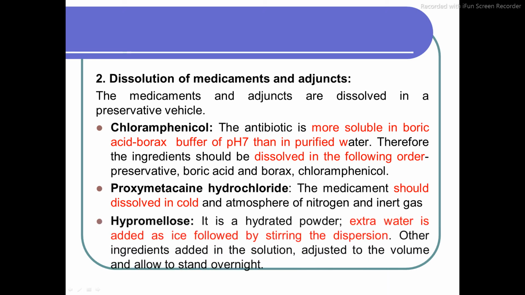Third one is hypromellose. Hypromellose means your HPMC. In this case, extra water is added as ice followed by stirring the dispersion. If you want to dissolve the hypromellose, initially you can take 50 ml of water, add your hypromellose and slowly go on adding the crushed ice, and then finally you can adjust the volume only by using the crushed ice. So this ice helps to improve the solubility.